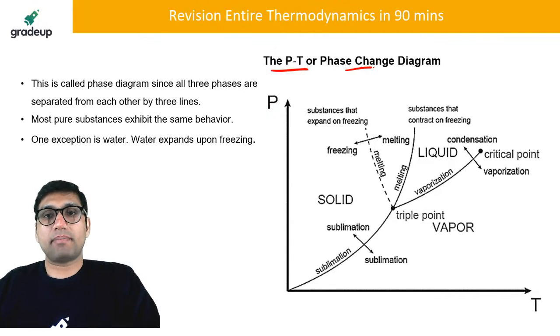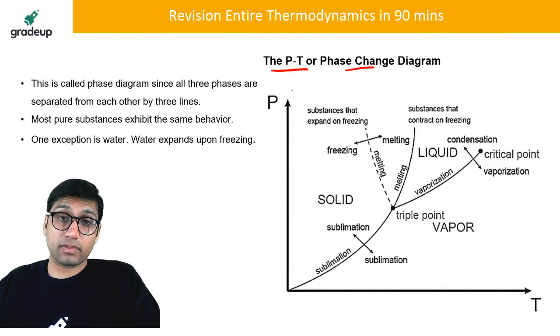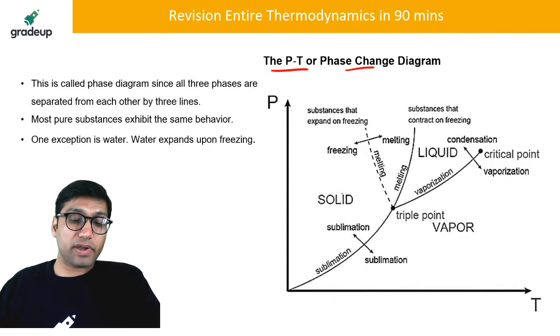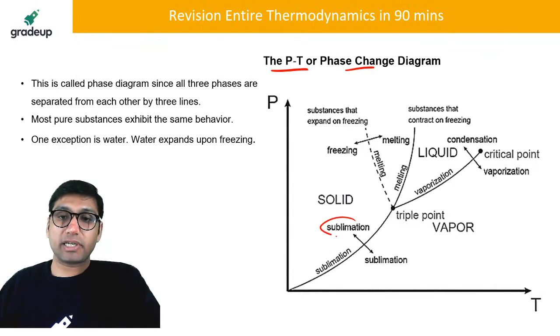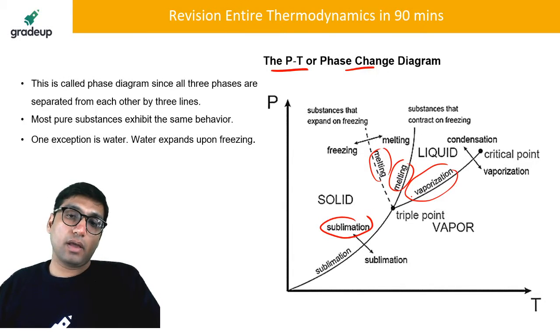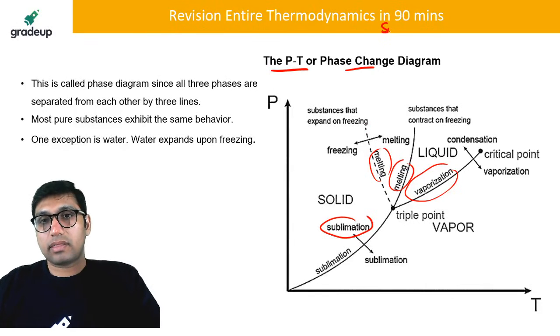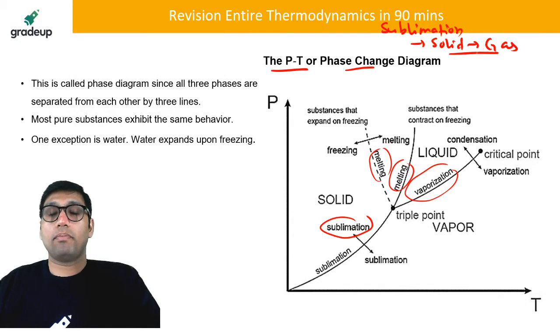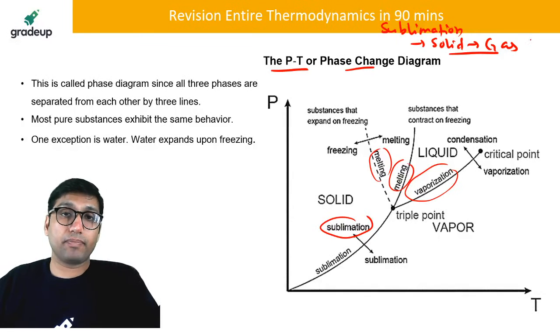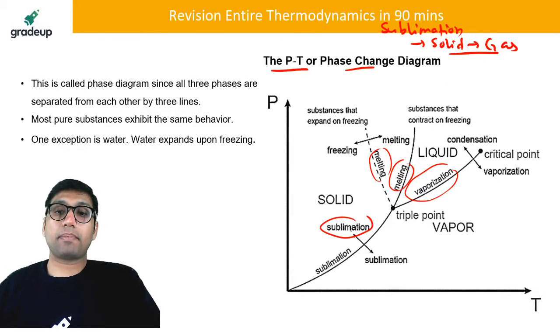Let's talk about the pressure temperature phase change diagram. In the pressure temperature phase change diagram, you will see all three phases together, that is sublimation, melting or fusion, and vaporization. What is sublimation? Sublimation is a process in which a solid directly changes into gas. For example, you must have seen camphor in your house. If you heat camphor, it directly changes into gas. It will not change into liquid. So sublimation is the process of a solid changing directly into vapor or gas.